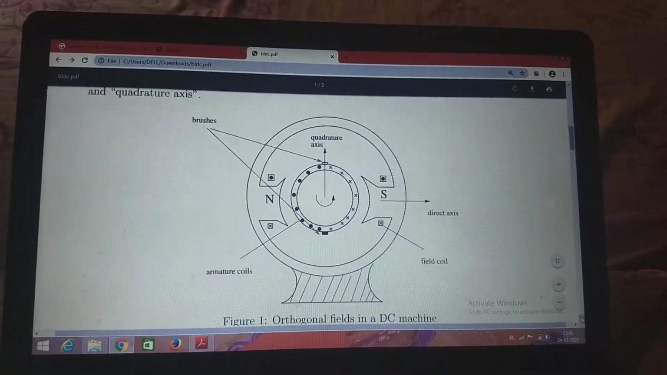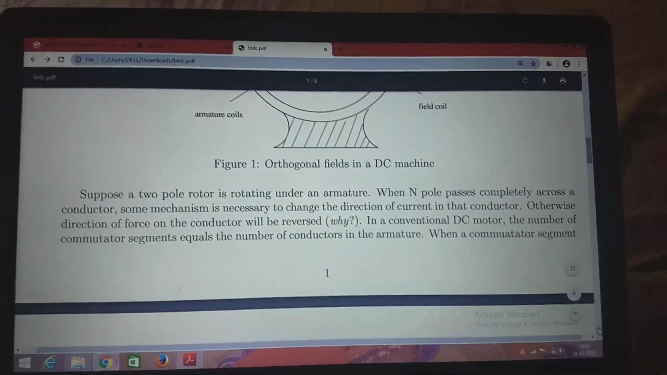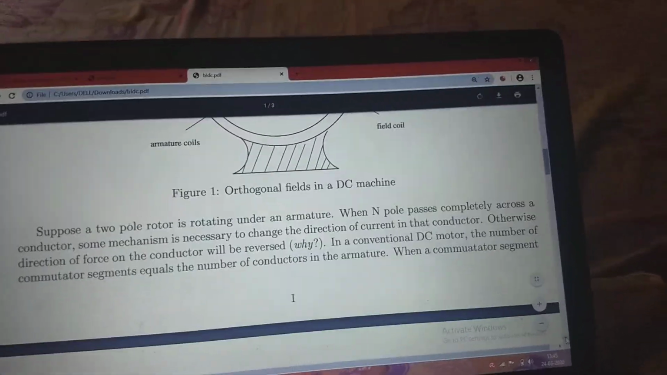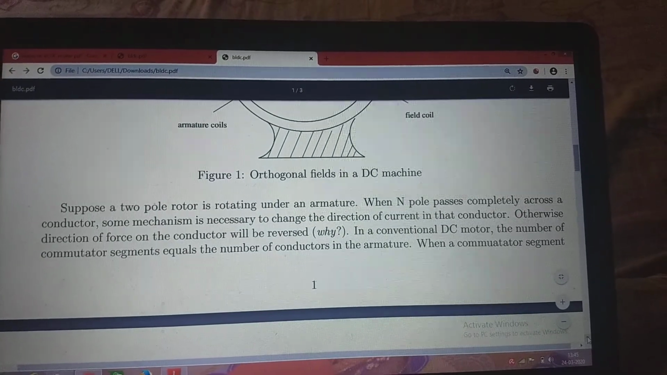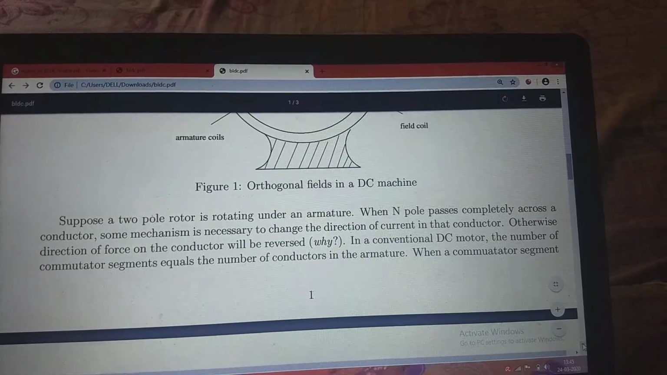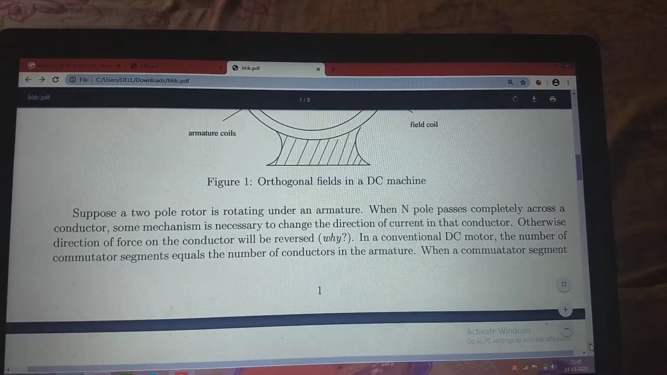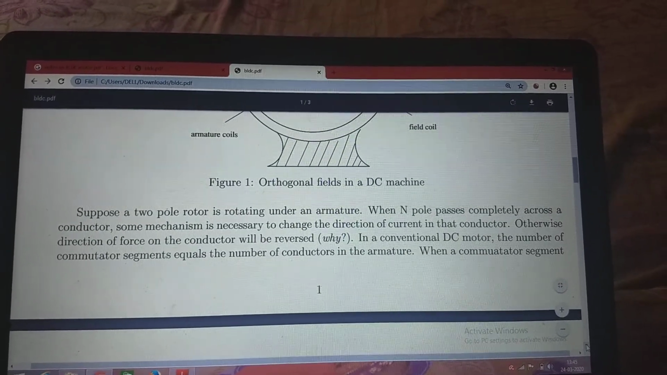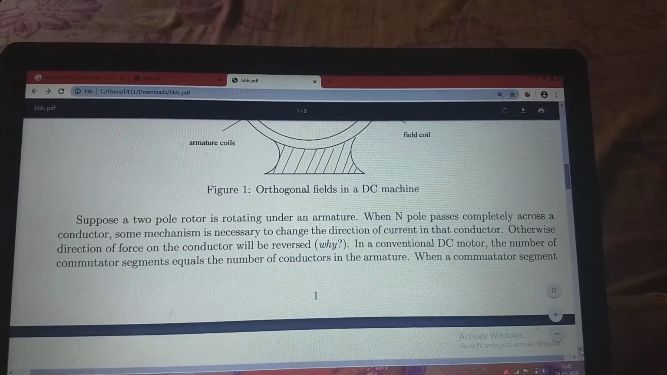Now have a look at what happens if this winding is replaced by a permanent magnet. When a standard two pole rotor is rotating under an armature, when the N pole passes completely across a conductor, we need something to change the direction of current in that conductor, right?